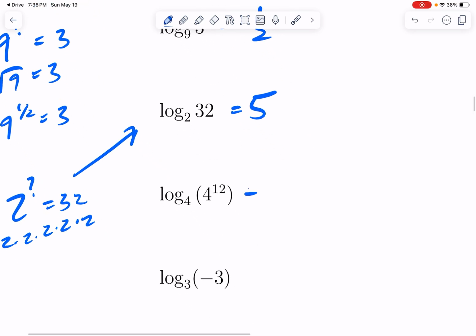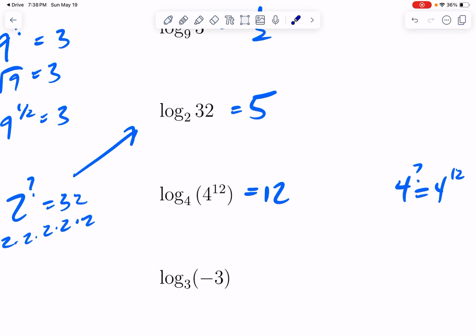For this one here, we want to notice that there's just a pattern of cancellation. We don't really need to know what this thing is, because it's basically saying what power of 4 gives us 4 to the 12th power. Right? If we did this thing with a question mark, which power of 4 gives us 4 to the 12th power? So we don't need to know what 4 to the 12th power is. We simply know this is 12.